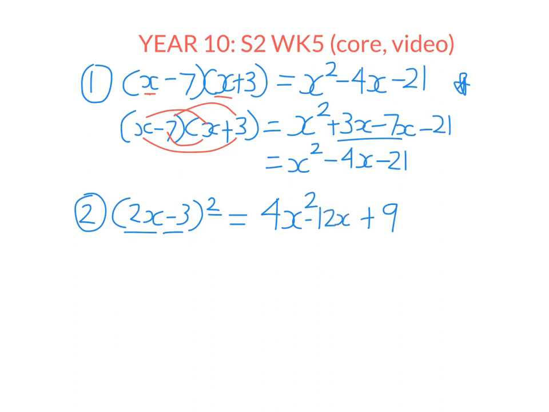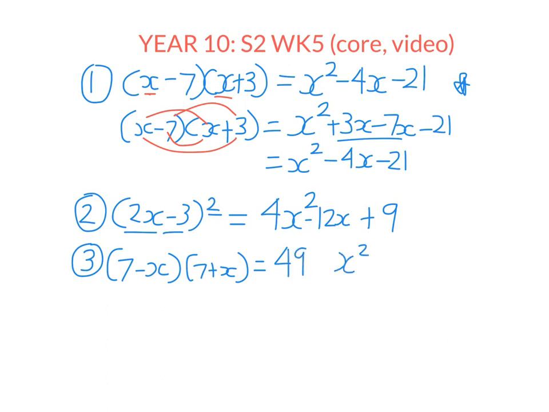Let's go on to question 3. Once again, we could expand this expression using FOIL, but there's a quicker way to do it. So this is the difference of two squares. We've got the same two terms in each bracket. Just one has a plus, one has a minus. So all we do here is square the first, square the second, and stick a minus between them. How easy is that? So let's go on to question 4.